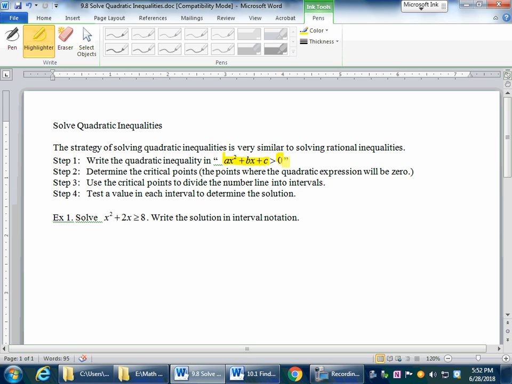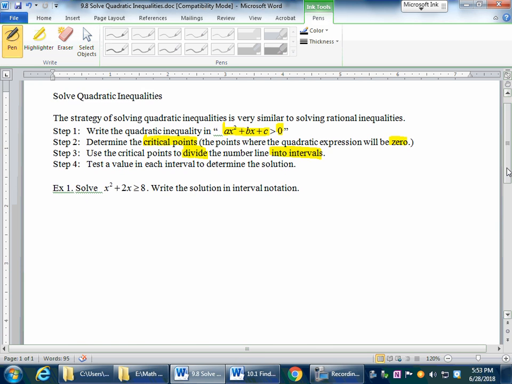And then like before, we're going to try to find the critical points. For the quadratic inequality, the critical points are the zeros of the quadratic expression. Then we use these critical points to divide the real number line into intervals, and then we test each interval to find out which part is our solution. So let's take a look at example 1.